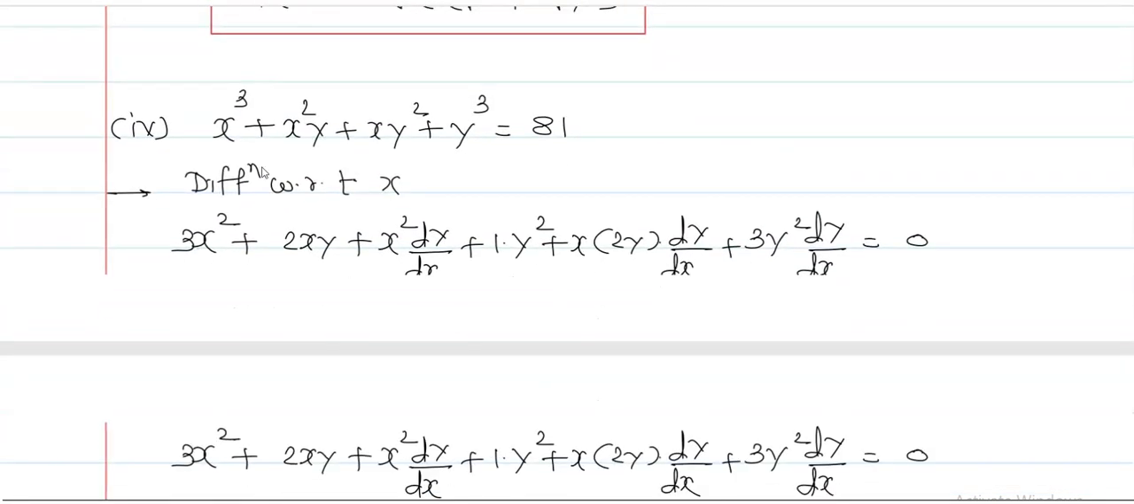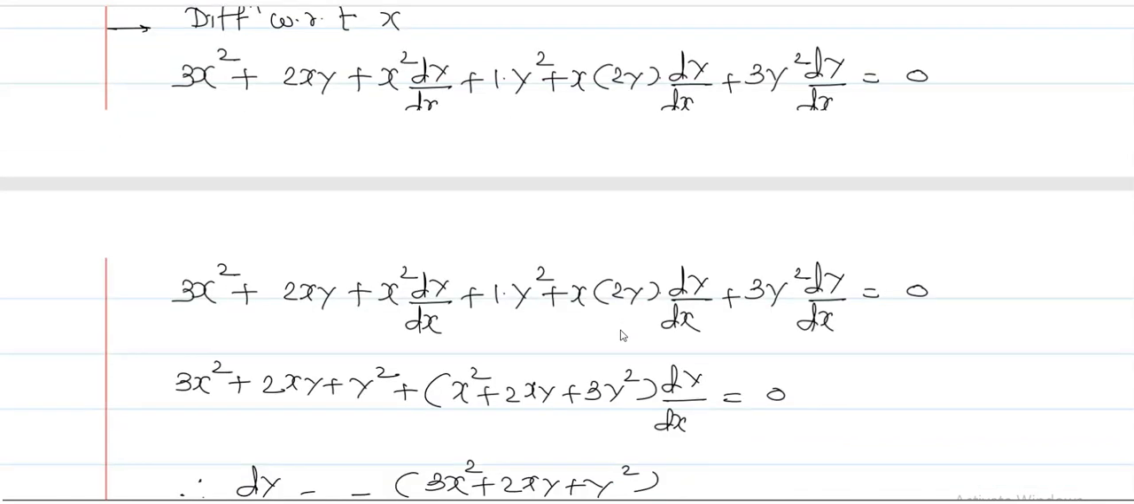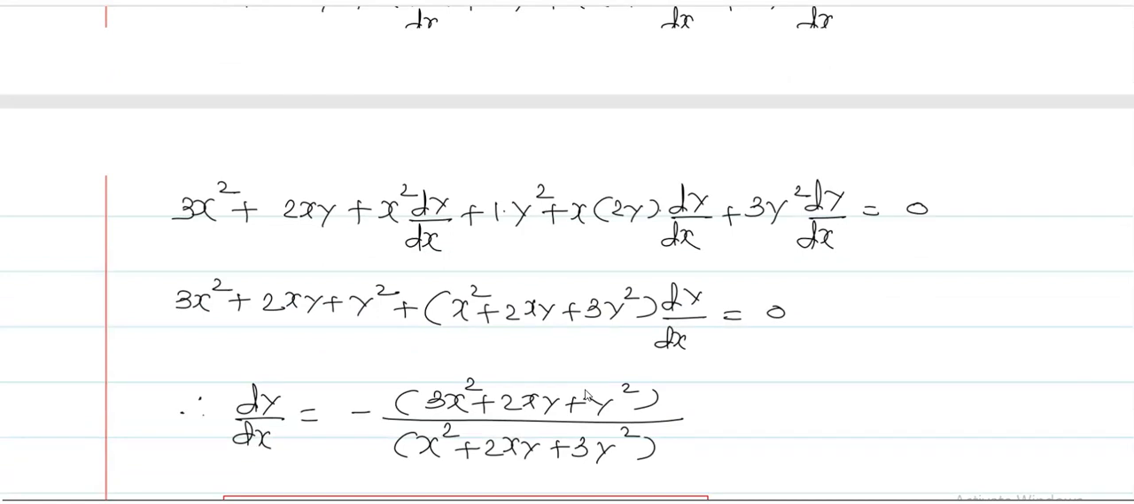x cube, 3x square into y, that is the derivative of x square is 2x into y plus derivative of y is dy by dx plus derivative of x is 1 and y square plus x into derivative of y square is 2y into dy by dx plus derivative of y cube, that is 3y square into dy by dx. Now collect the terms of dy by dx and you will get the answer.